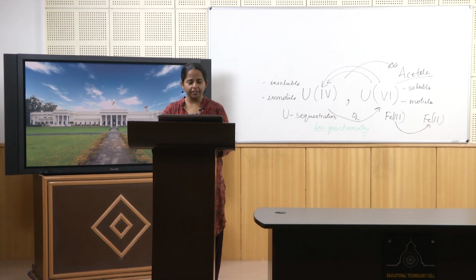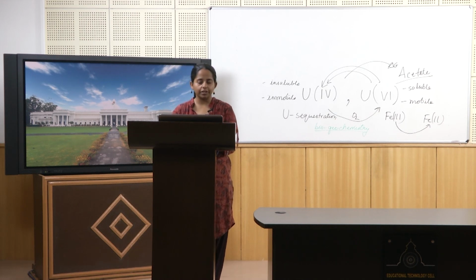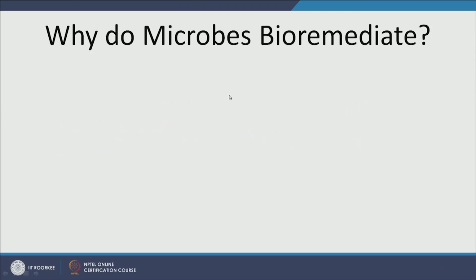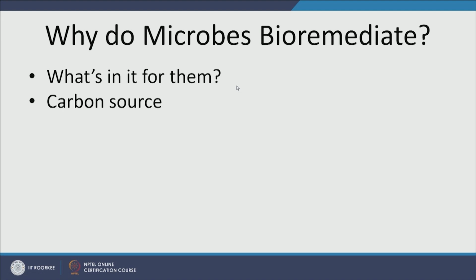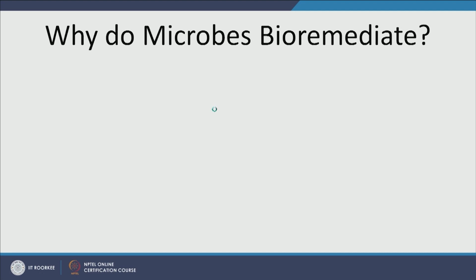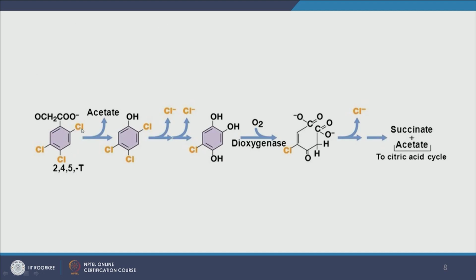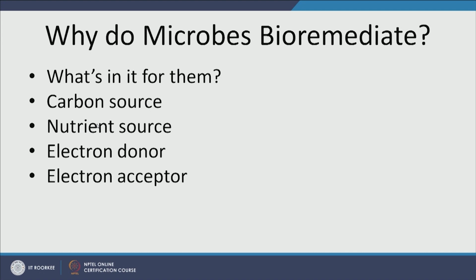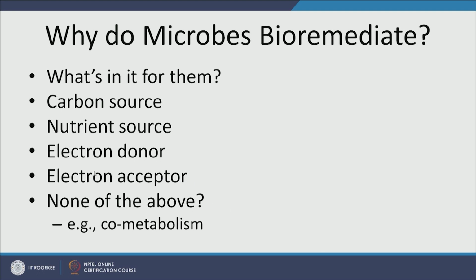degraded 2,4,5-T, a herbicide. So chemically it is going to be very energetically expensive and environmentally harmful to degrade it, but biologically the microbes will use their enzymes and degrade it. So why do microbes bioremediate? Why do they degrade these organic compounds? Well, what do they get from them? They get a carbon source. So here in this herbicide you have so many carbons, and all of them can serve as a carbon source. They also get nutrition. They get an electron donor or they get an electron acceptor depending on the contaminant, and sometimes they get none of the above.